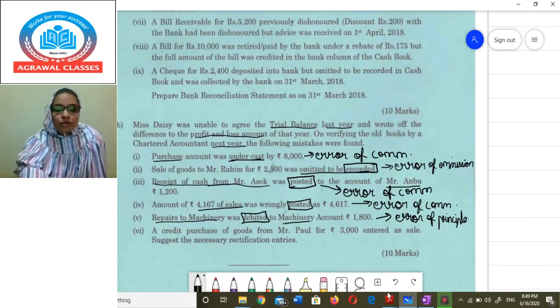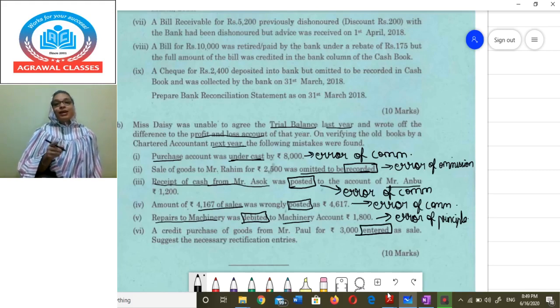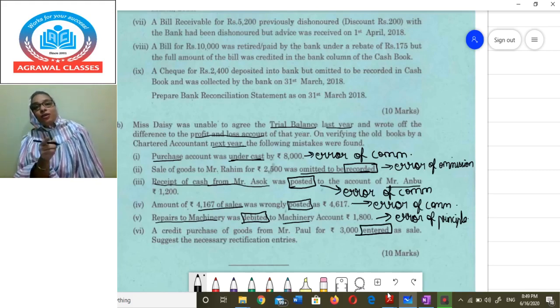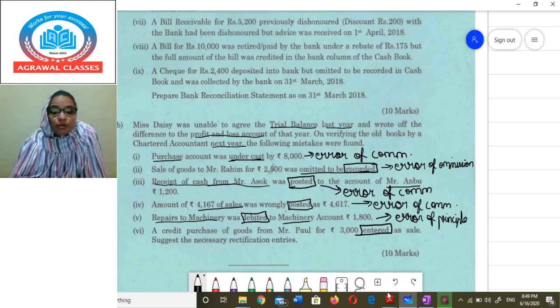A credit purchase of goods from Mr. Paul for 3000 entered as sale. This word again. Such words will give you hint where has the error occurred. Is it on the recording stage or the posting stage? Always pay attention. Credit purchase of goods from Mr. Paul. Let us first understand what the right entry should have been.